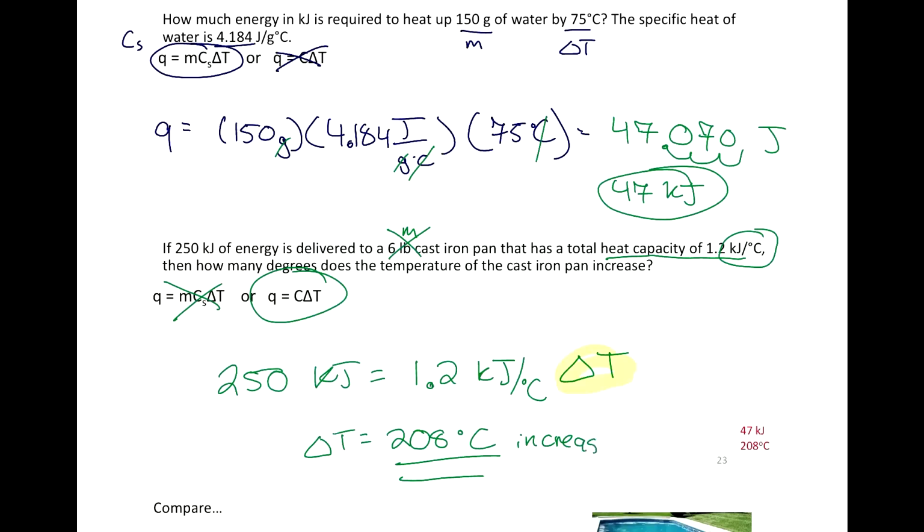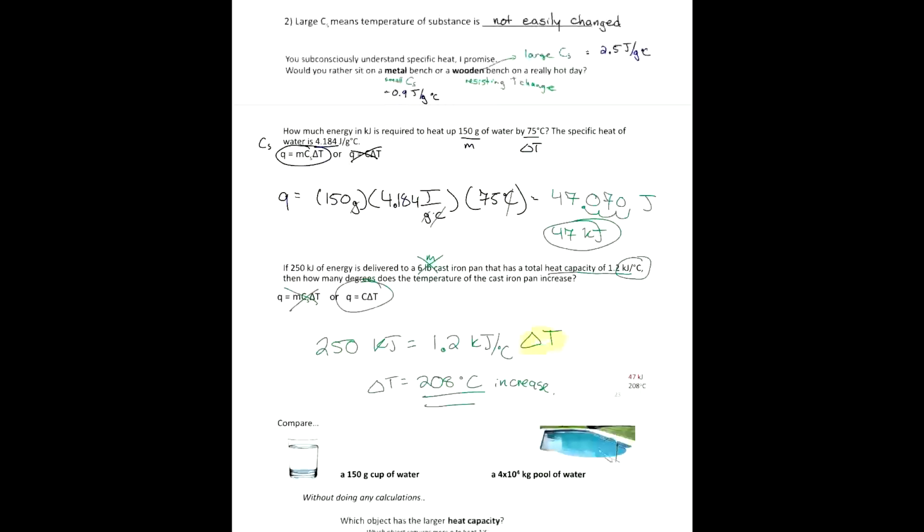All we're calculating is the increase. I don't know what the pan started at, but if I did, then I could calculate the final temperature. I'm just calculating how much the temperature changed. All right. Okay, so we got 9 minutes. Perfect. Okay, so let's put it all together.